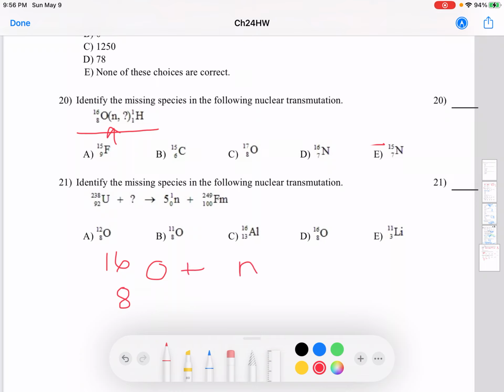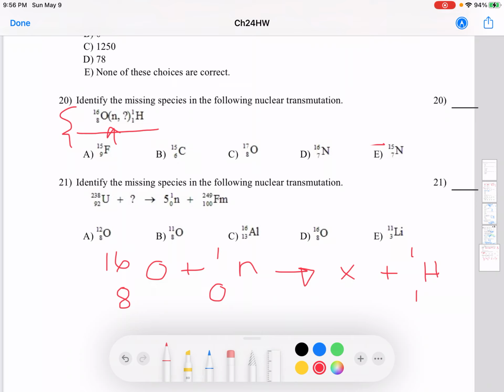So we need to know the symbol for the neutron. What is the mass of the neutron? 1. What is the charge? 0. And this is the expanded version of this. And then it's going to form a new element. Let's put that as X, and then hydrogen 1, 1. So let's figure out what this new element is going to be.